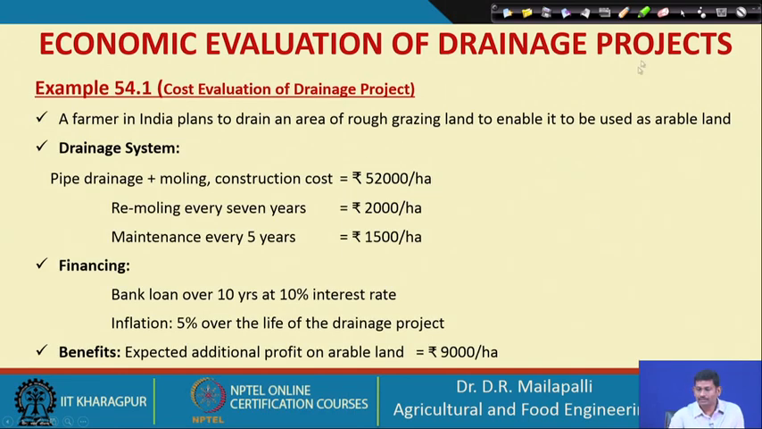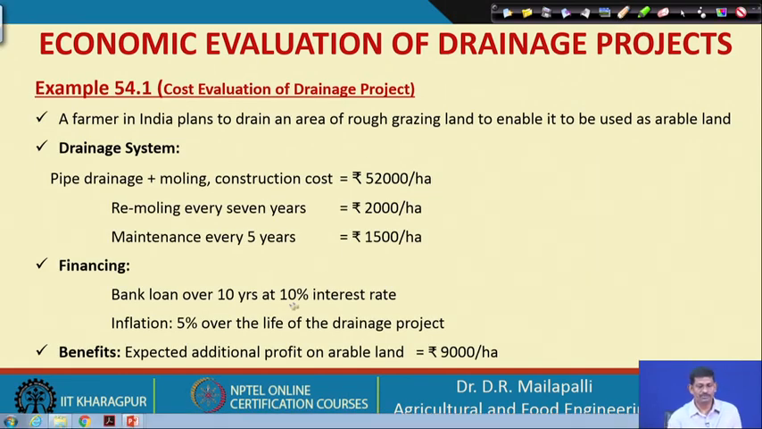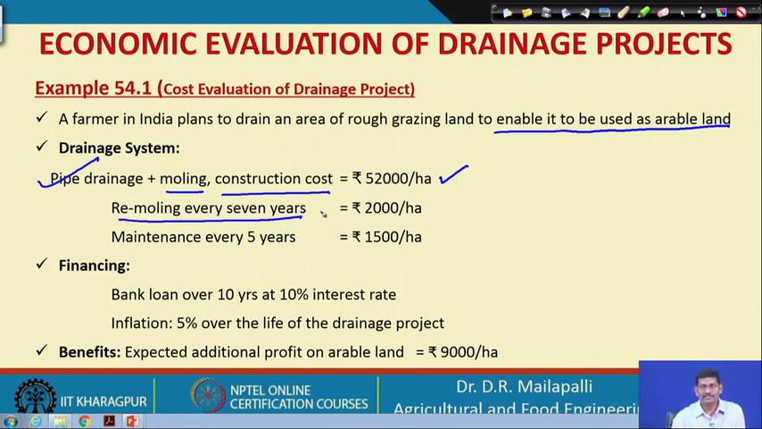Now let us see an example here, the cost evaluation of a drainage project. A farmer in India plans to drain an area of rough grazing land to enable it to be used as arable land. So there is waste land, basically grass land, and he wants to turn that into agricultural land. For the drainage system he planned a pipe drainage with molding, with a construction cost of 52,000 per hectare, and remolding every 7 years, which is 2,000 per hectare, and maintenance every 5 years at 1,500 per hectare.